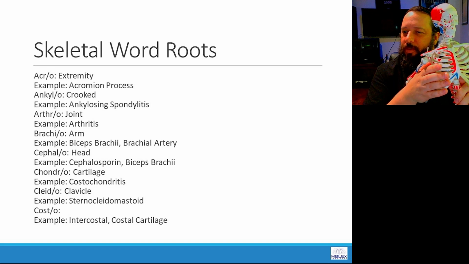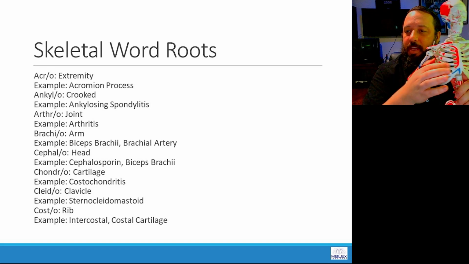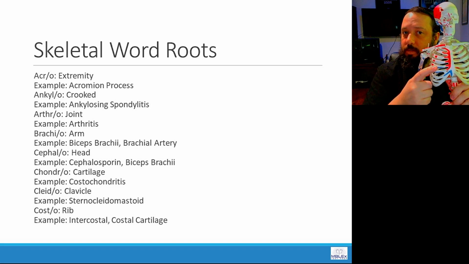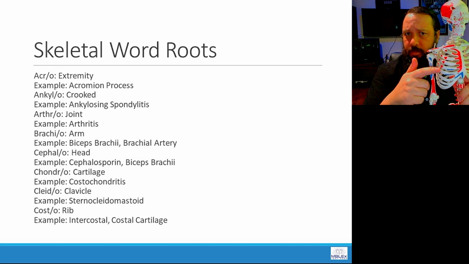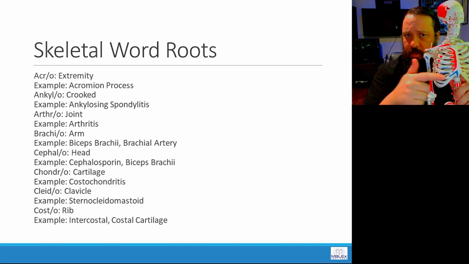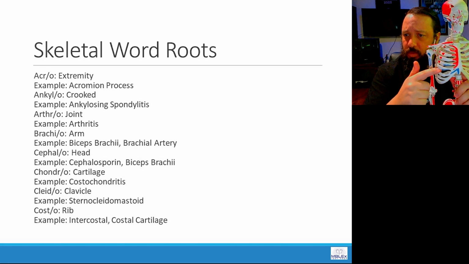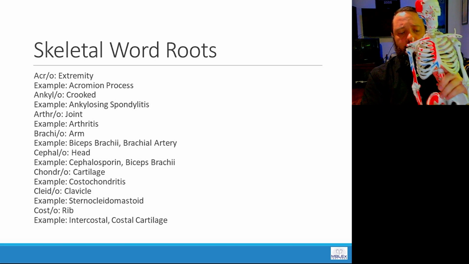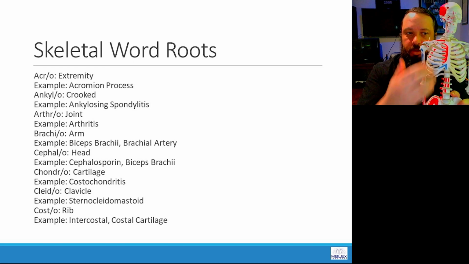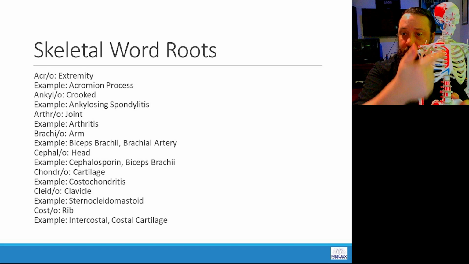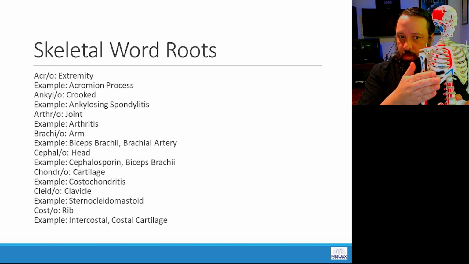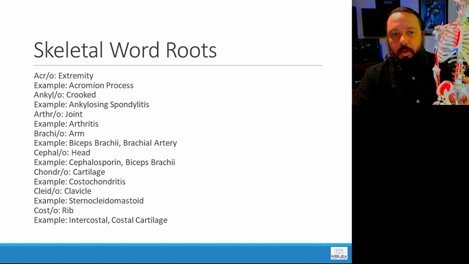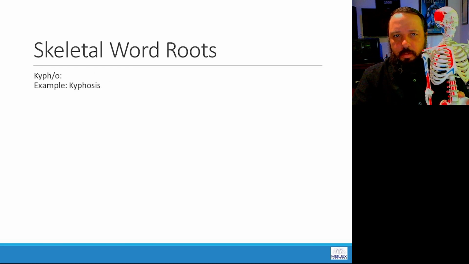But costo refers to the ribs. Think of the intercostal muscles. When we go eat ribs, we're eating intercostals, right? Those are the intercostal muscles that you find between the ribs. Okay? Costochondritis, inflammation of the costal cartilage. Okay, so costo means ribs. Moving on, what about kypho?